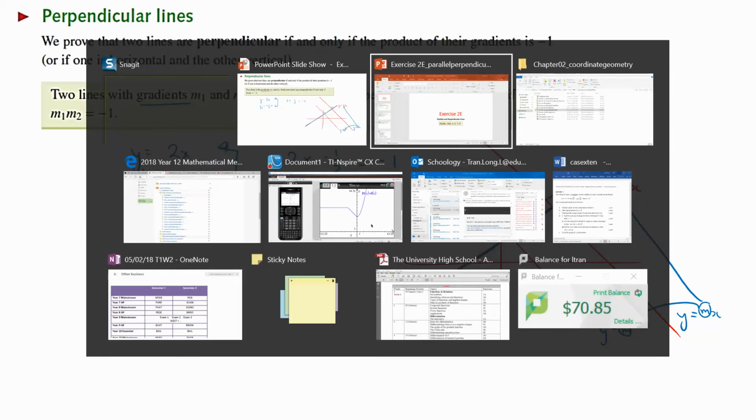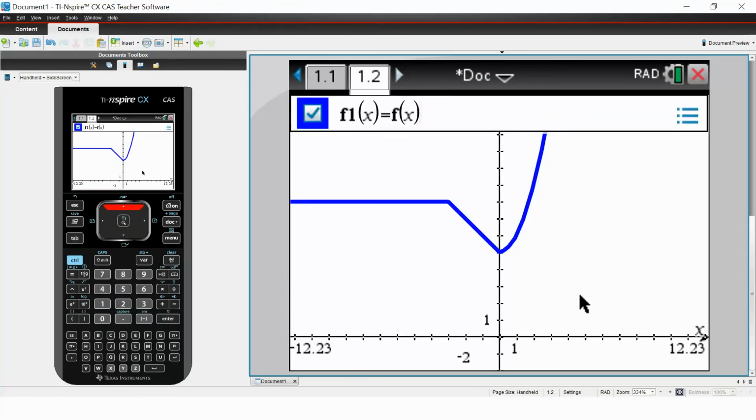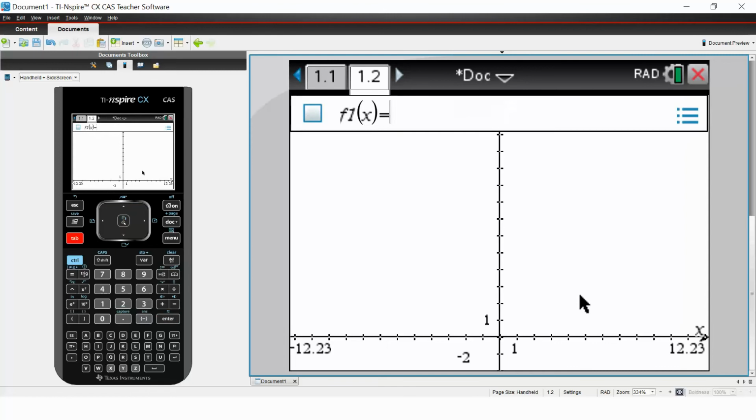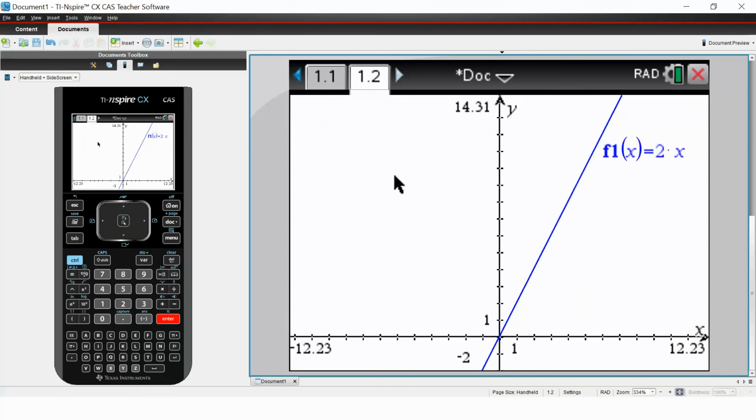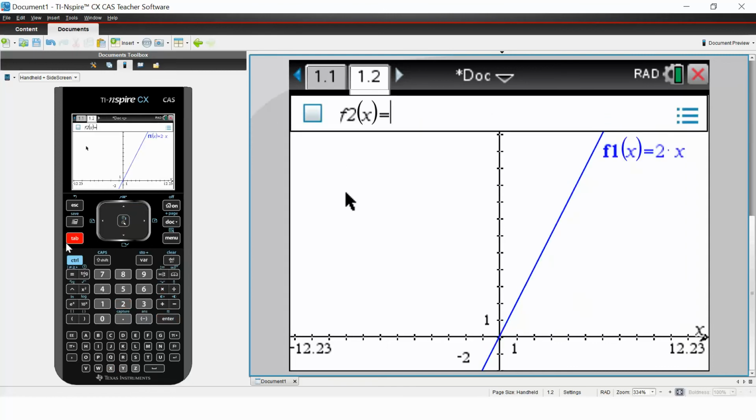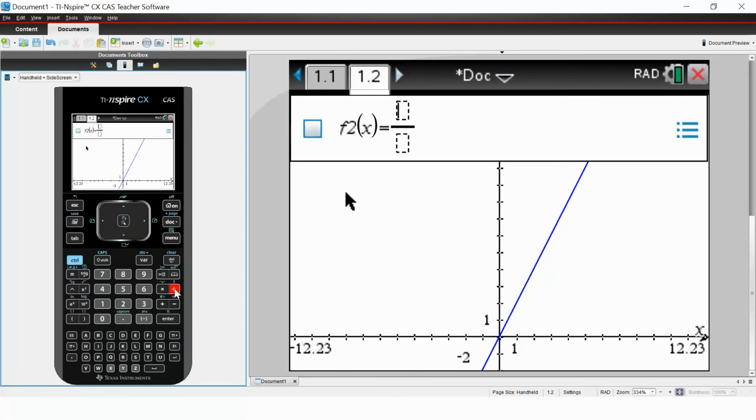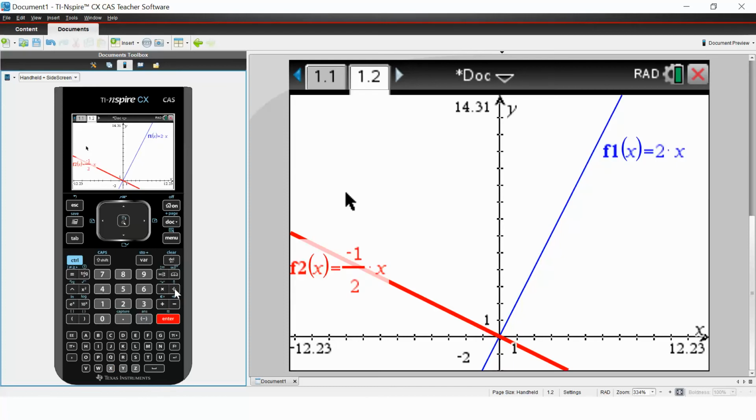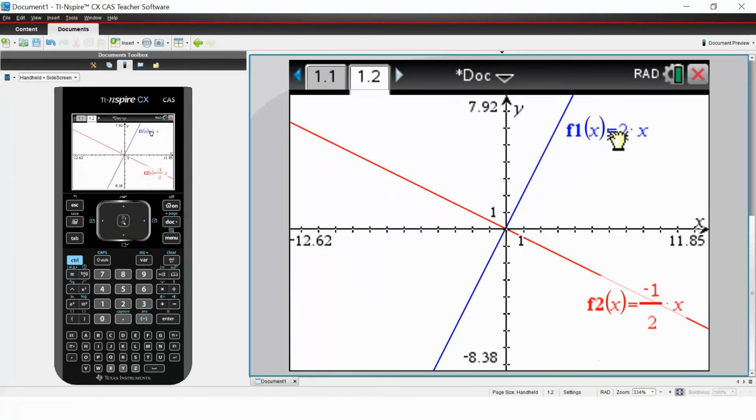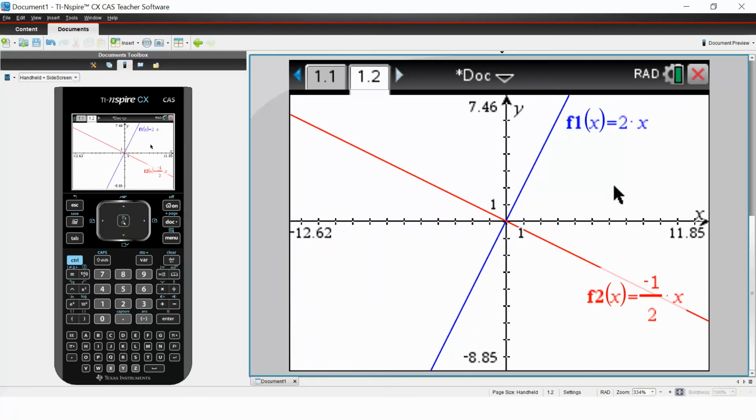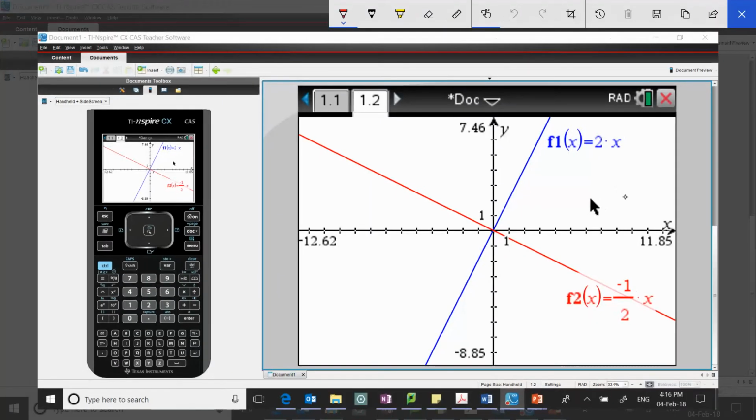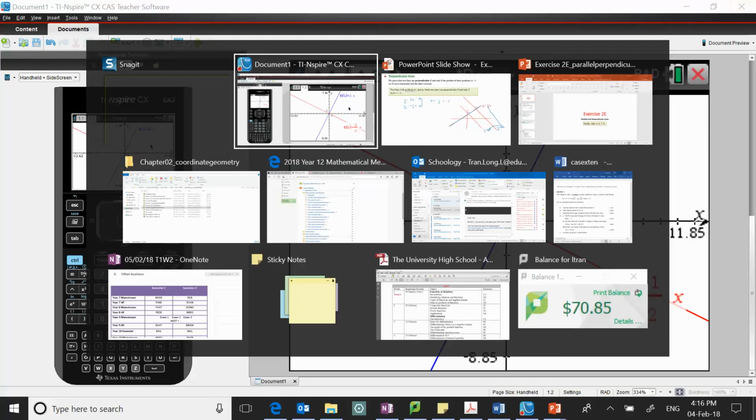If we look at a calculator right now, we just go here. This was for my year 12, so don't worry about that. Look, if I type in 2 times x, that's the line for 2x, true? But then if I do -half times x, it should be perpendicular. So have a look at that. See, it's a right 90-degree angle with each other. Yeah, it's got that 90-degree cut there. Because -half times 2 makes it a perpendicular line. All right, so now going back here.